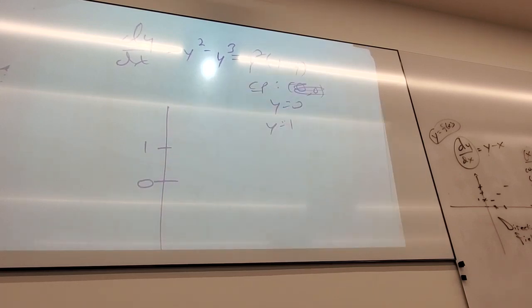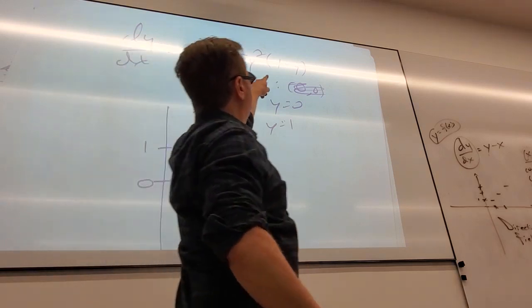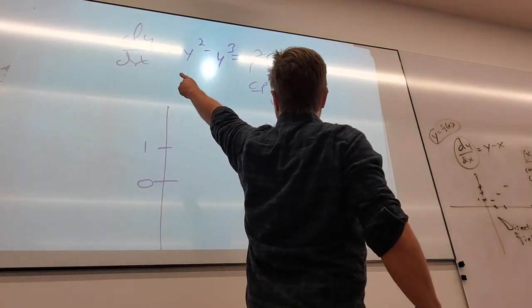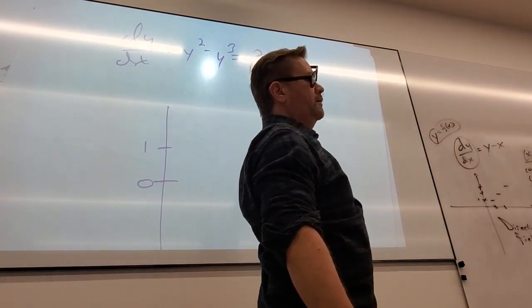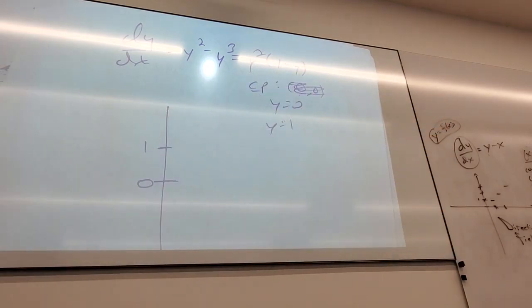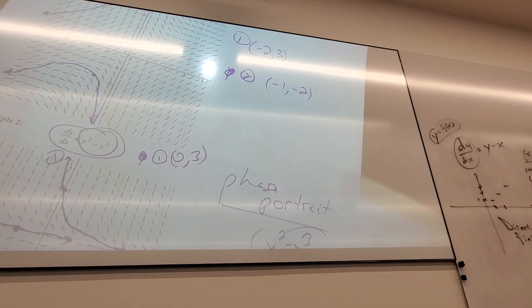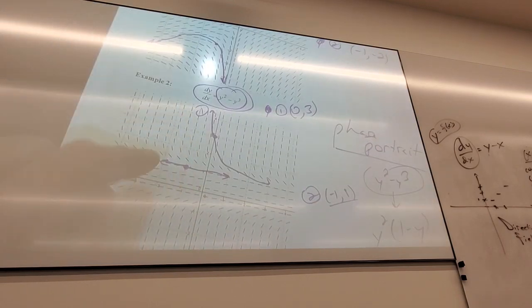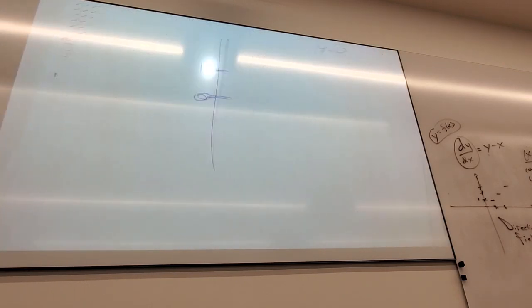Above 1, will it be going up or down? How do you tell? If I put a number bigger than 1 into the thing that tells me what the slope is, what do I get? It's going down, correct? And in fact, looking back at the picture, isn't everything above 1 going down? Yeah, okay. So this will be down.